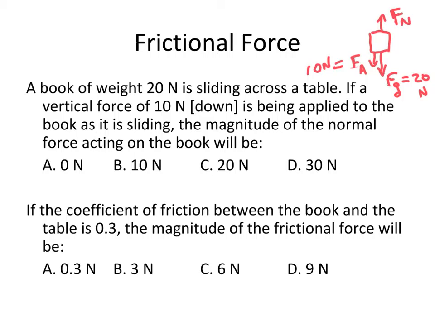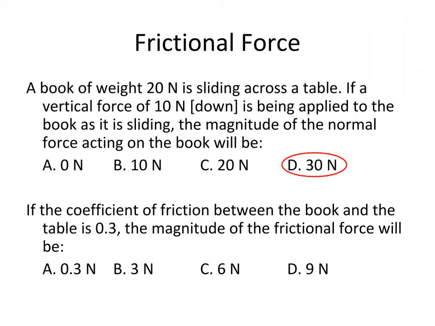And we assume that the book is not accelerating up, and it's also not accelerating downward, which means that the forces must be balanced on the book. So the normal force must be equivalent in magnitude to the combination of the two forces here, the applied force plus the weight. So we get 30 newtons for the magnitude of the normal force.